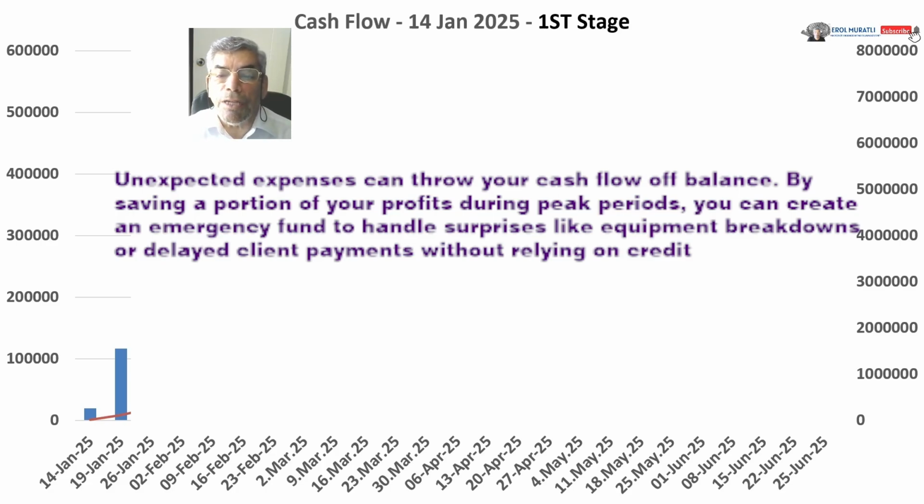Unexpected expenses can throw your cash flow out of balance. By saving a portion of your profits during peak periods, you can create an emergency fund to handle surprises like equipment breakdowns or delayed client payments without relying on credit.